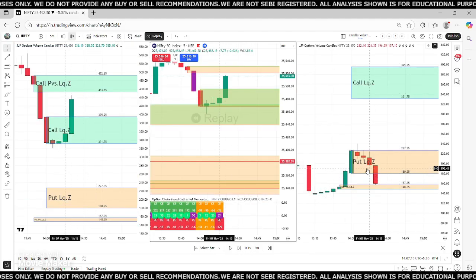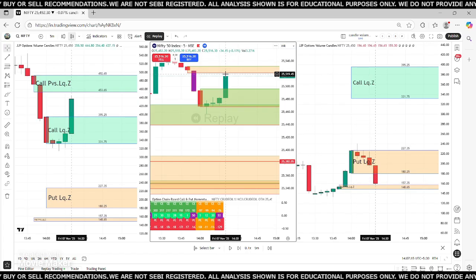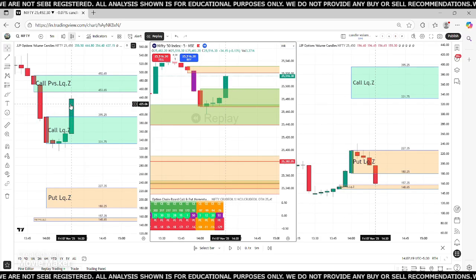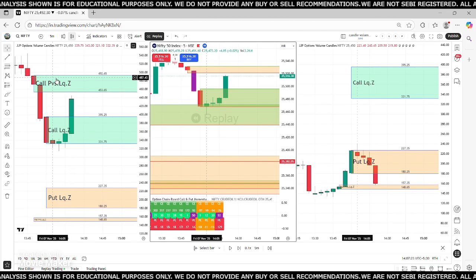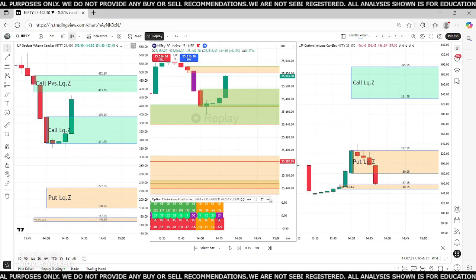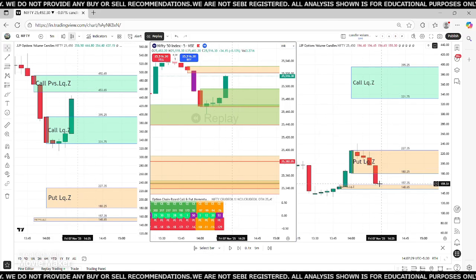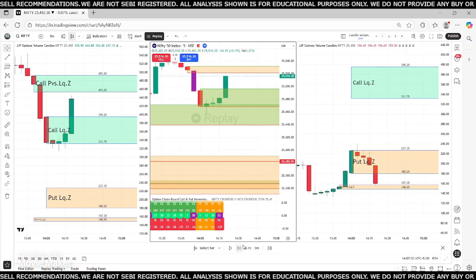And now you can see the put option liquidity zone has been breaking down, and in the index it is breaking up, and on the call option side also it is breaking up. And now you can see the call option liquidity zone is very nearby, so try to avoid this entry, because the zone is very near, so the target will be very low. But if you are a small scalper, you can enter this trade.